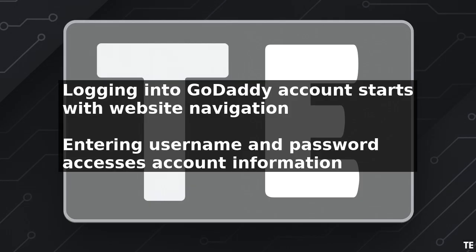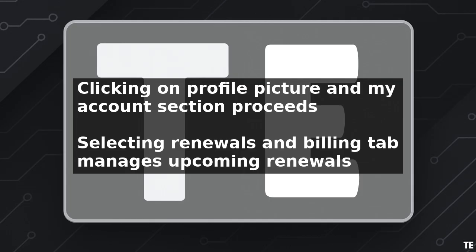Once you are logged in, click on your profile picture and then click on My Account. In the My Account section, click on the Renewals and Billing tab. This will take you to a page where you can manage all of your upcoming renewals. Scroll down to the Renewals section and click on the Active Renewals tab. This will show you all of the products that are set to auto-renew.